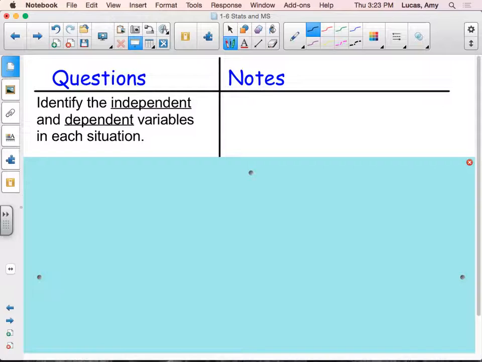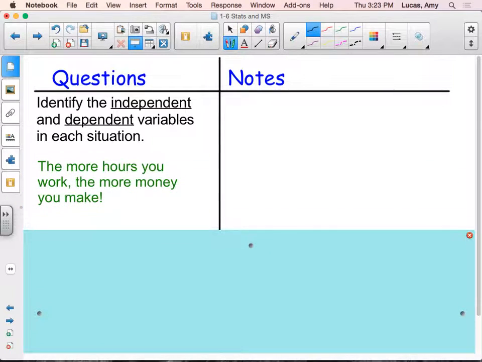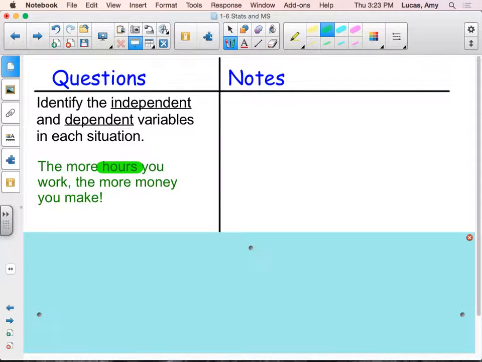Okay, a couple more of these. The more hours you work, the more money you make. So, highlighter, variables. The more hours you work. So, hours you work. That's a variable. Another variable, money you make.